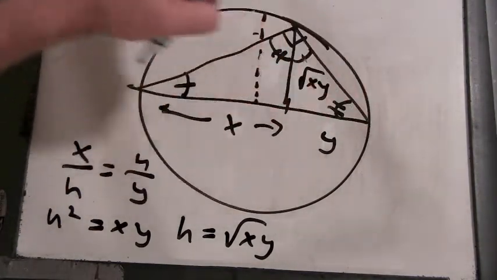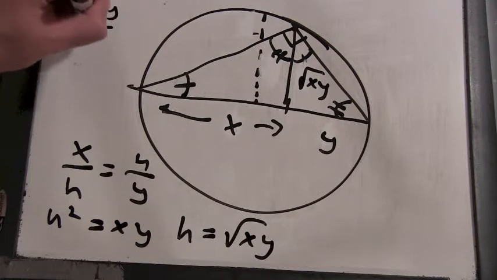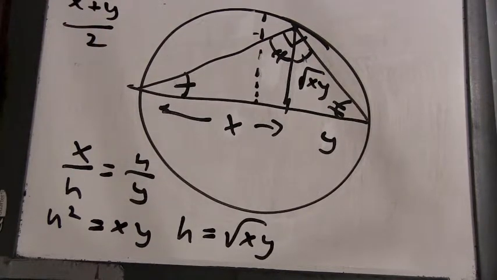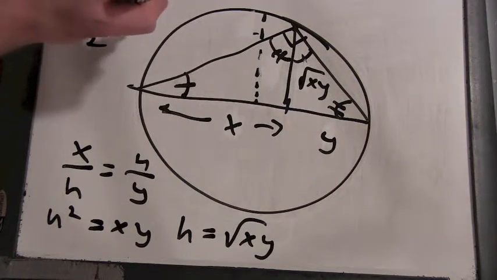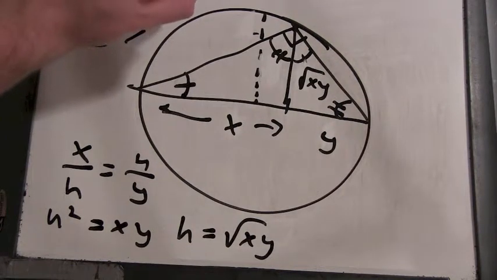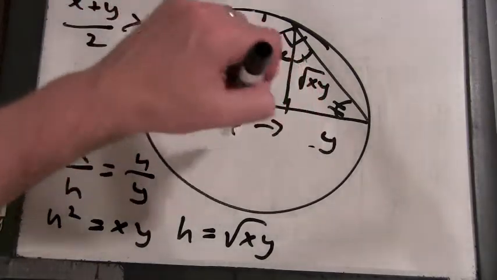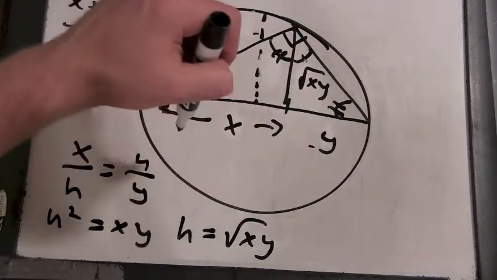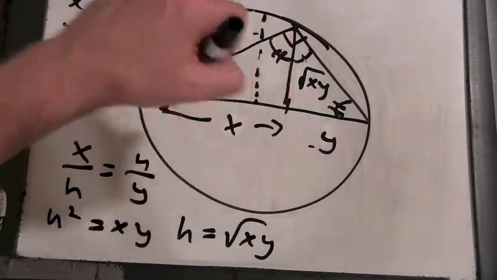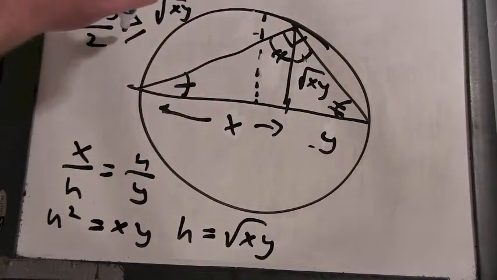That's the height. What's the radius of this circle now? It's (x plus y) over 2. So I get a relationship from the geometry that tells me (x plus y) over 2 is greater than or equal to the square root of xy. And the reason I said greater than or equal to: if x and y were equal, so they were x and x, the radius would be x, the square root of x squared would be x, so it could be equal.